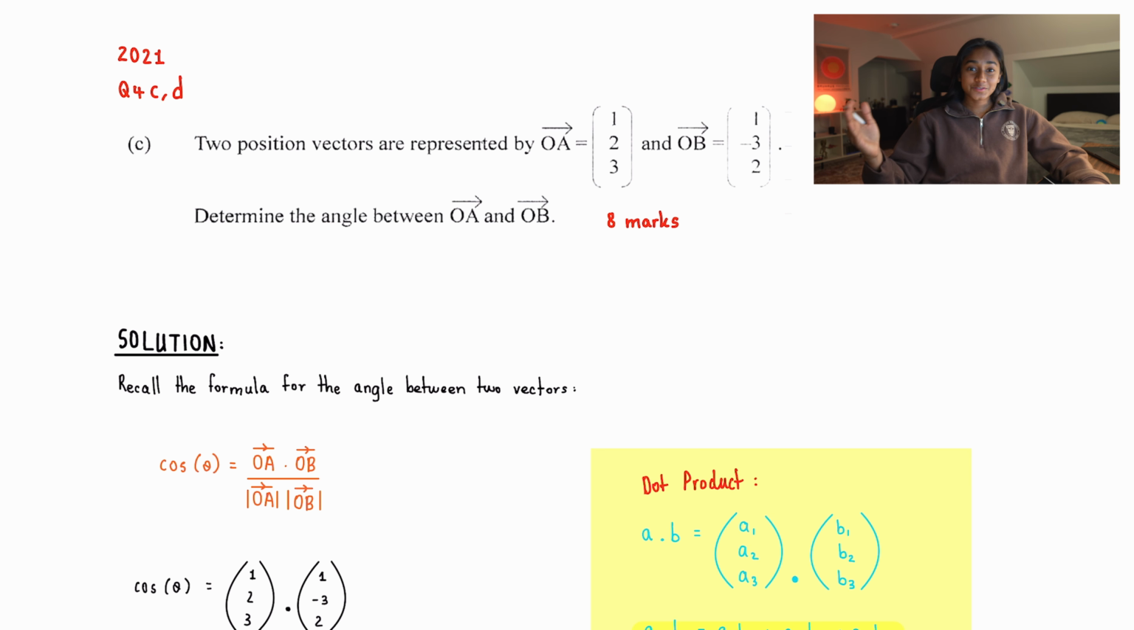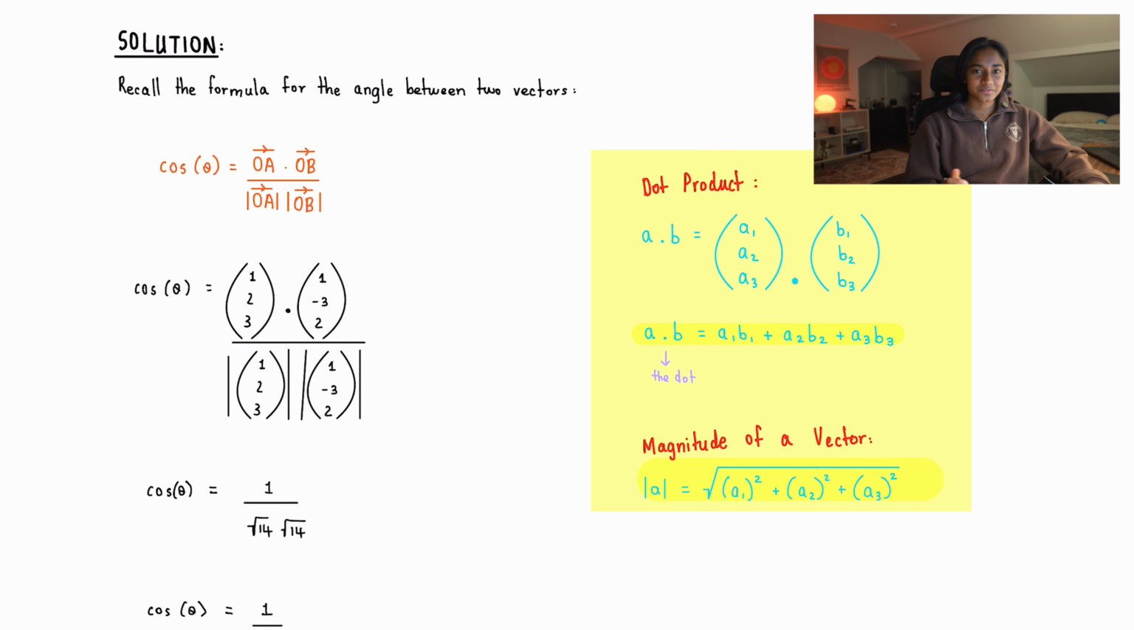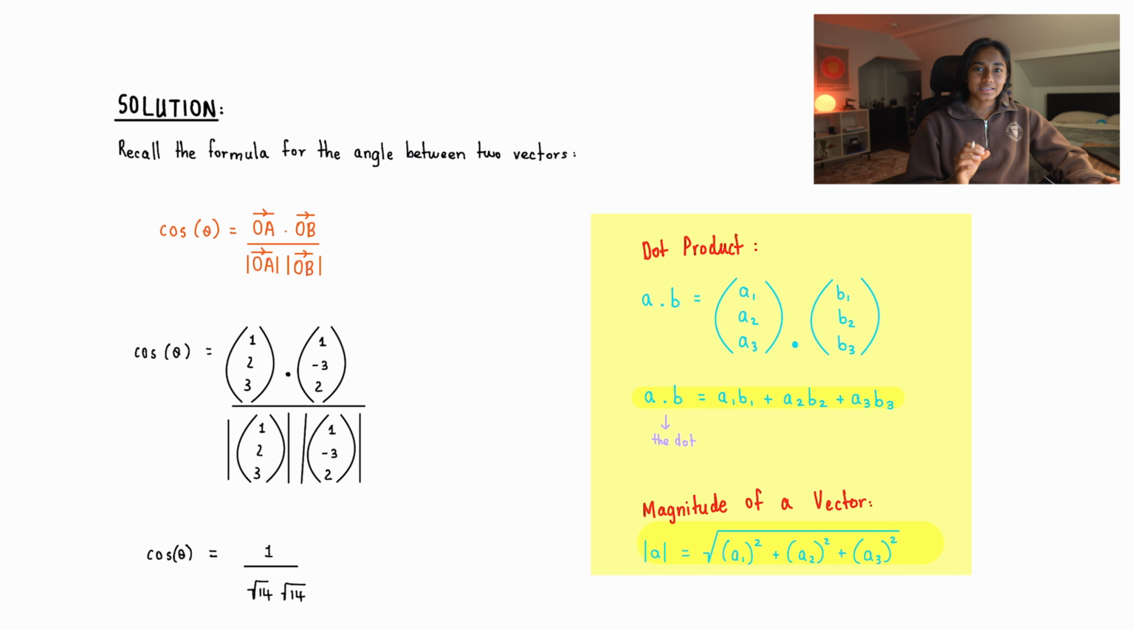Now we're going to go through 2021 question 4, parts C and D. For 8 marks, part C says two position vectors are represented by OA and OB in their forms. Determine the angle between OA and OB. So all you need to do for 8 marks is apply one formula and do the calculations correctly. This formula just happens to be very, very complicated.